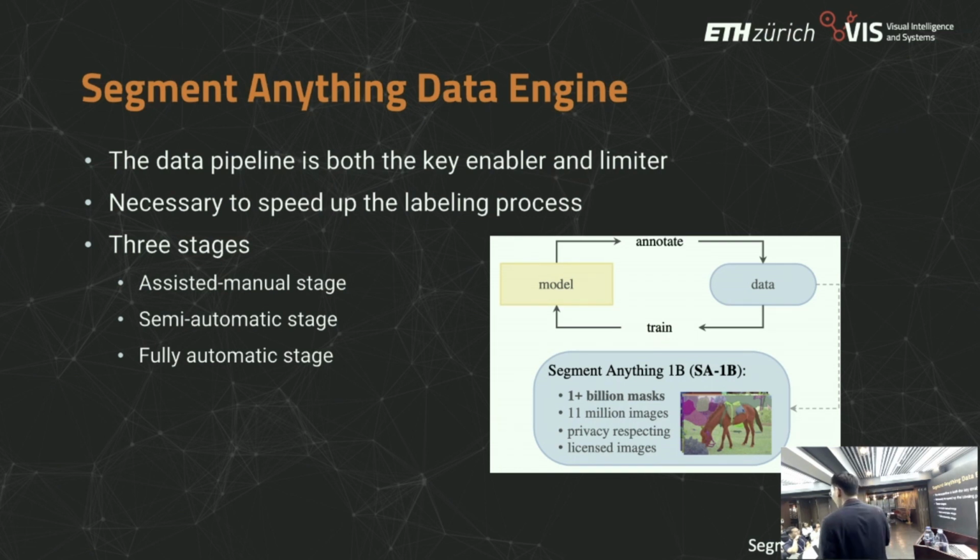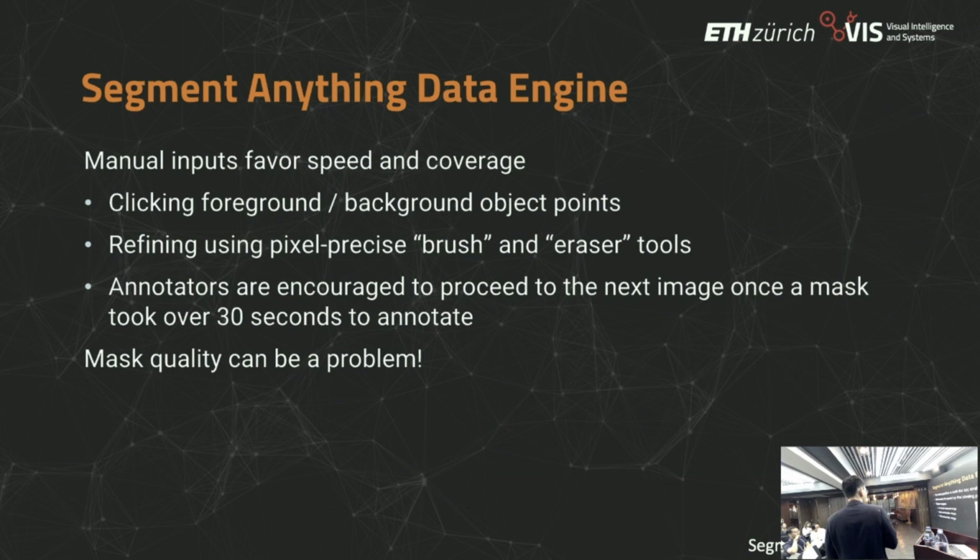Apparently, it's infeasible to ask people to label 11 million images and every object in those images. So they break the labeling down into three parts. The first part is assisted manual labeling. The other parts are semi-automatic labeling, and then fully automatic labeling. In the manual labeling case, instead of the labeler drawing a polygon or a mask, the labeler will just click foreground and background points to say this is foreground, this is background, and then the model will try to figure out what the mask will be for the foreground objects.